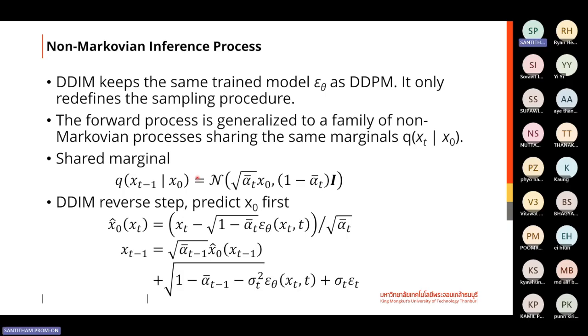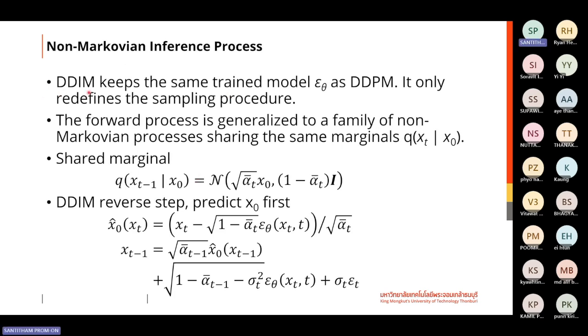Okay, so how do we do that? How do we make DDPM non-Markovian? The idea of DDIM, the implicit model, is that it keeps the same trained model. You still have the same model that will predict the errors. It is trained through the same process. We use the same model.